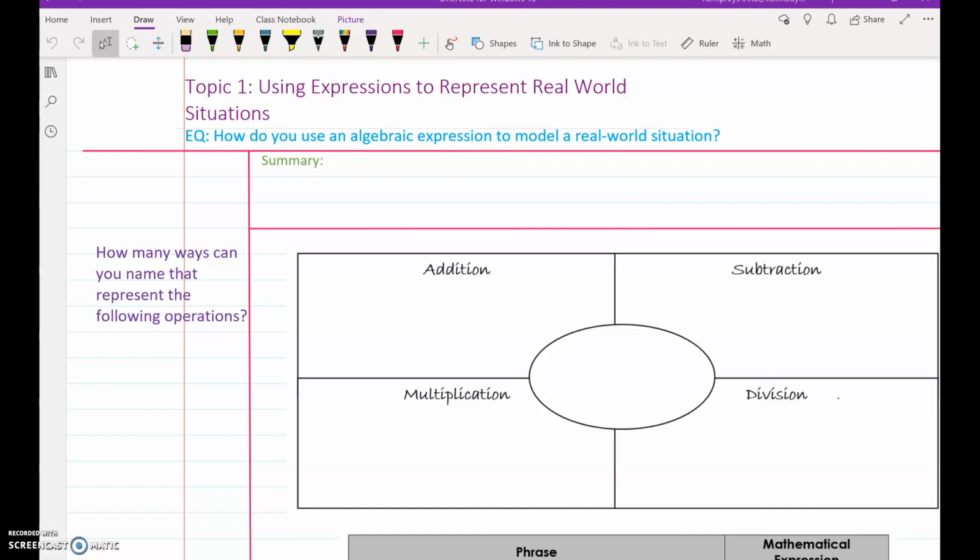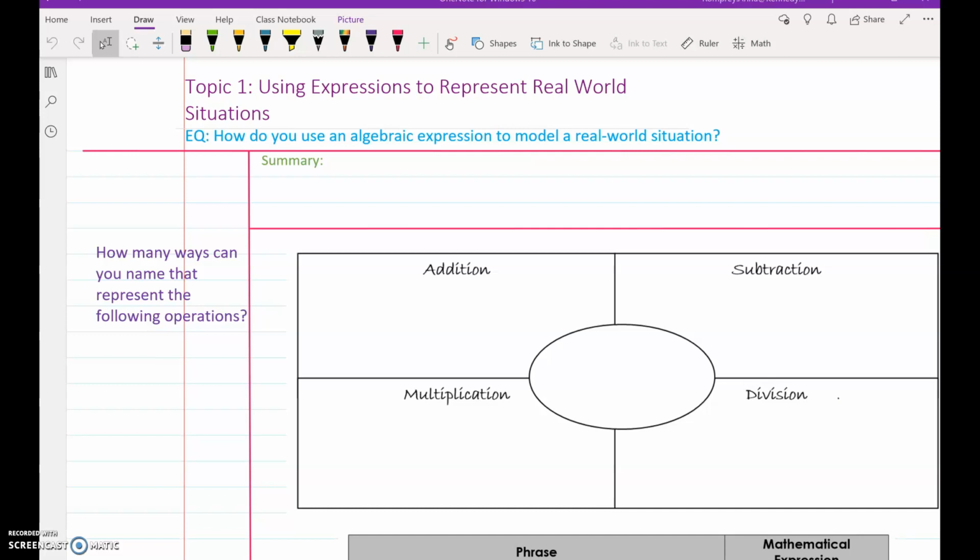So when topic 1 says using expressions to represent real-world situations, basically a word problem. So we're wanting to take a short little word problem and create an algebraic expression for it. Before we can do that, we really need to come up with what are some terms that we use that describe our operations. And when I'm saying operation, I mean addition, subtraction, multiplication, division.